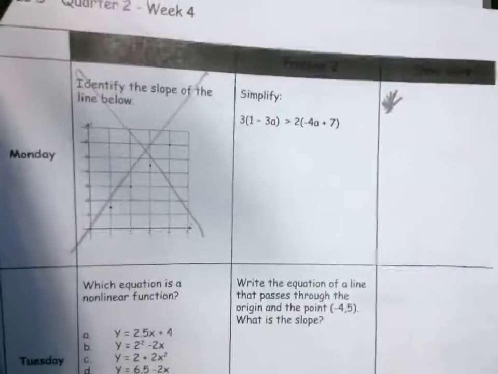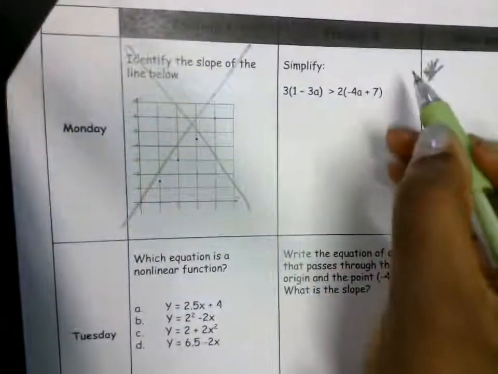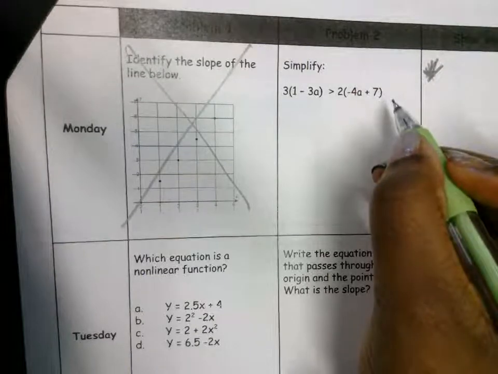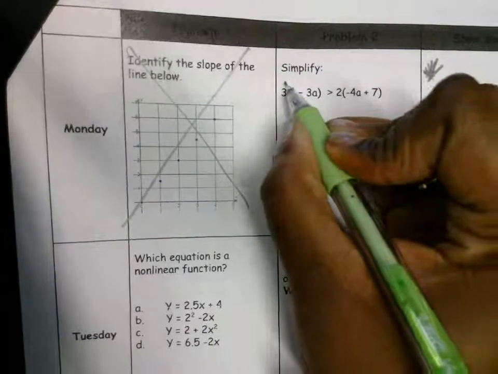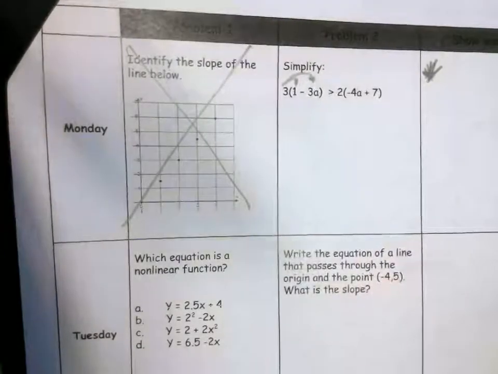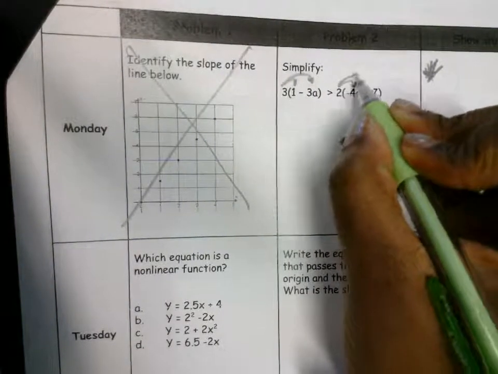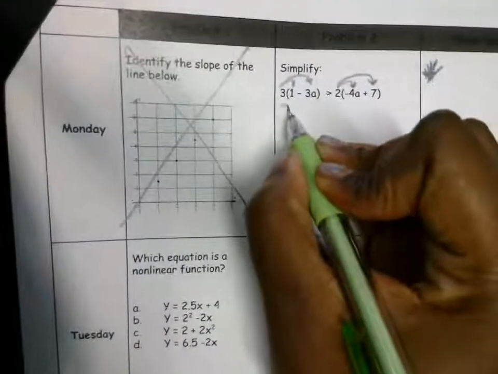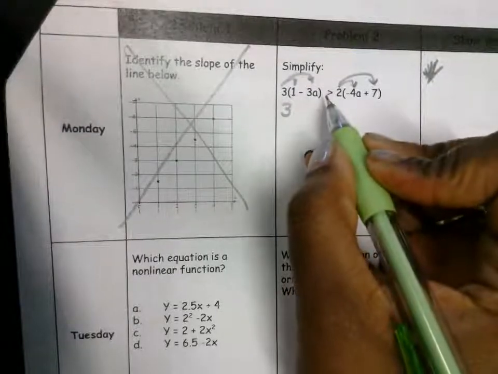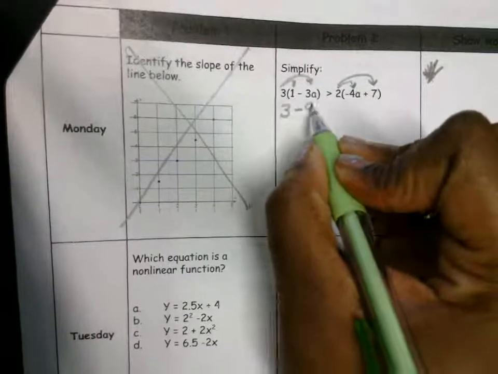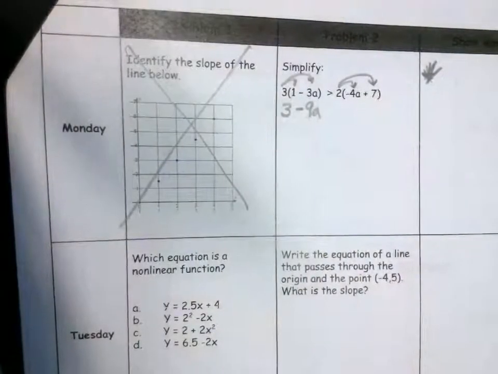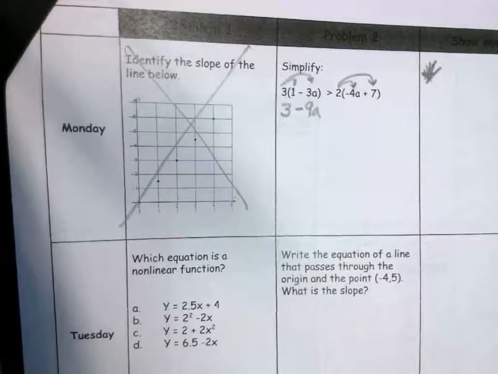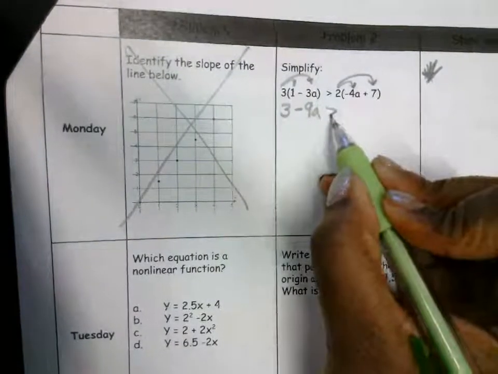Problem number 2. First thing that we're going to do, just like we're solving an equation, is distributive property first. We're going to multiply the 3 times both numbers in the parentheses there. We're going to multiply the 2 times both numbers in the parentheses there. Please draw the arrows to indicate that we are going to perform distributive property. We're going to multiply 3 times 1, which gives us 3. We're going to multiply 3 times a negative 3a, which gives us a negative 9a. We're going to bring down the inequality, which is a greater than sign.